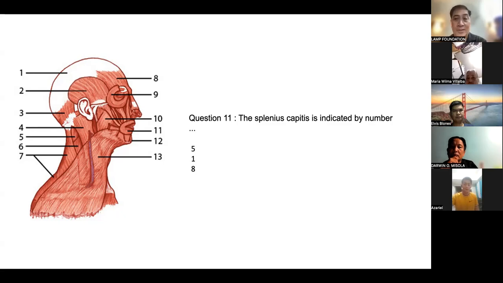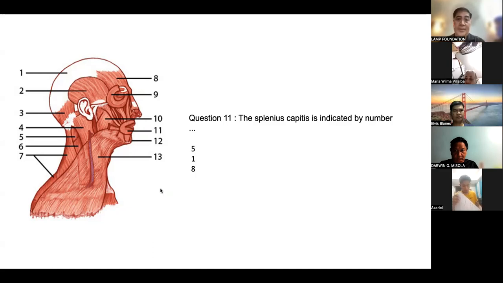Okay, so the answer is 1. Sorry, the answer is 5. Nandito po si splenius capitis. Okay? Ito naman si levator scapulae. Okay. Hindi naman ito pagalingan. Yun nga lang, I think you need to exert more effort.